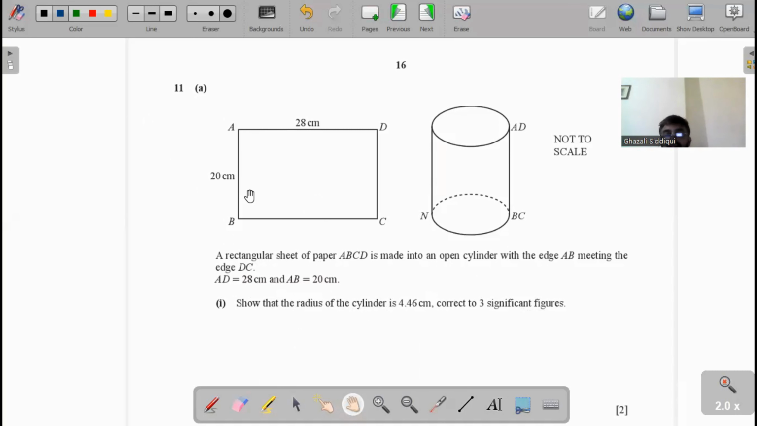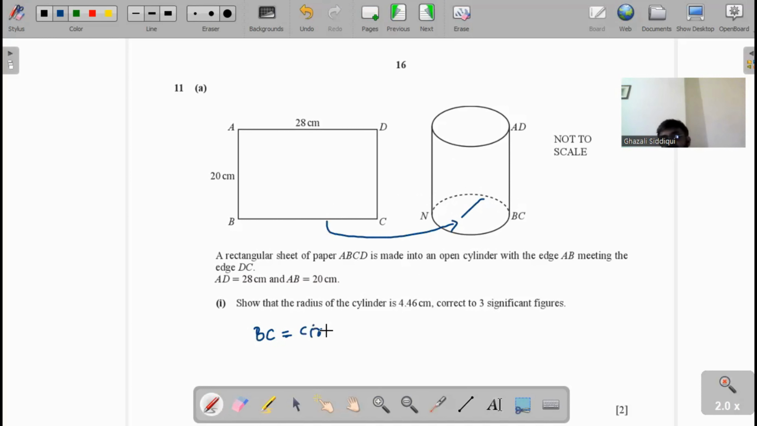Now here the rectangular sheet is made into this open cylinder, and BC, this length BC shows the circular length, and we can write length of BC is equal to the circumference of that circle, because this sheet of paper is made into this open cylinder. Therefore, this length will be equal to the circumference of the circle.